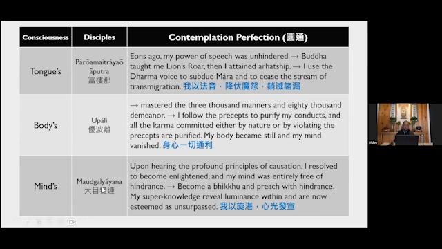And how about Mahamaudgalyayana, the super knowledge disciple? Before practicing with mind consciousness, he was already of profound hearing and very capable of a lot of things. And upon hearing the profound principles of causation, I resolved to become enlightened, made my body and mind entirely free from hindrance. That was his level. And now he became a bhikkhu and preached without hindrance.